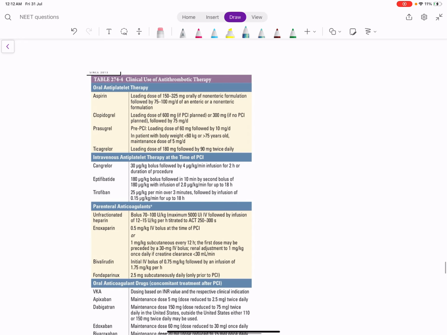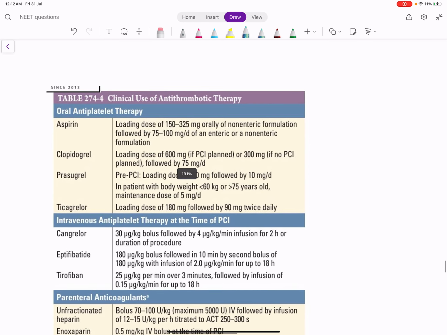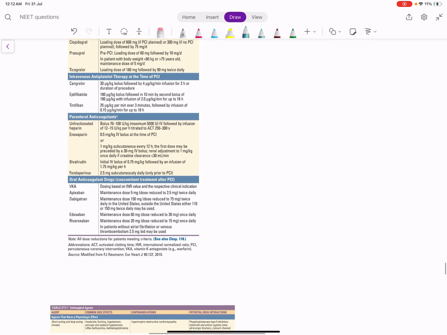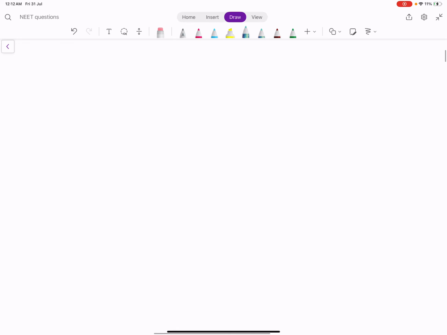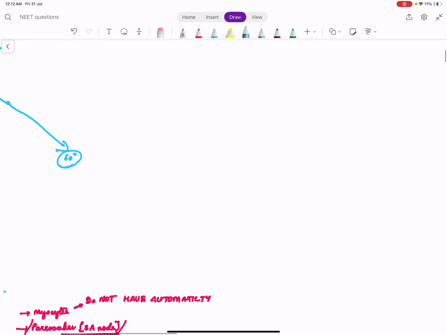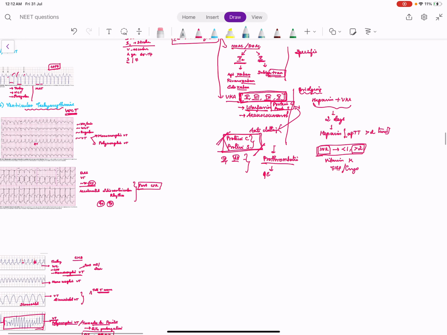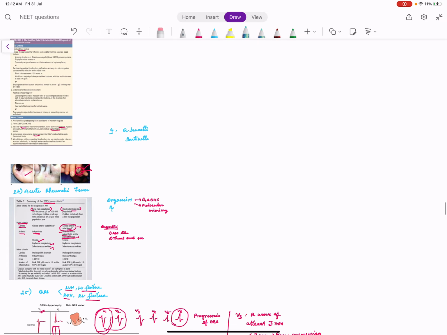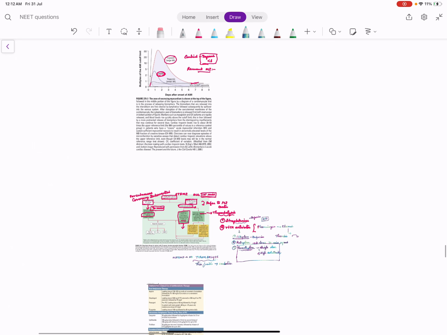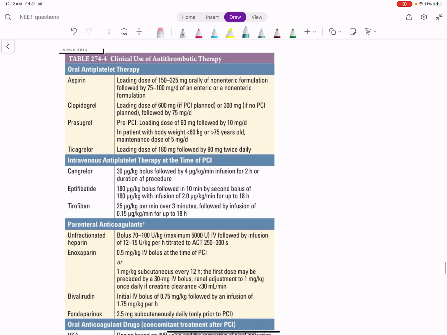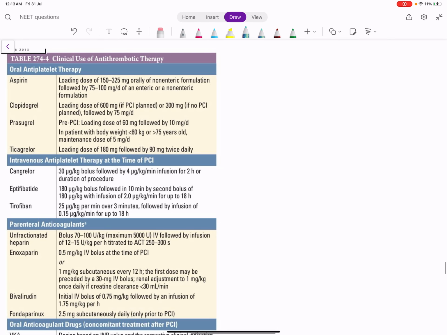Some of these drugs we discussed earlier. So about antithrombotic therapy, we'll just discuss how the sequence goes. Patient comes with STEMI. Patient comes with chest pain to the emergency. We do an ECG within 15 minutes. It comes as STEMI. So what do we do initially?